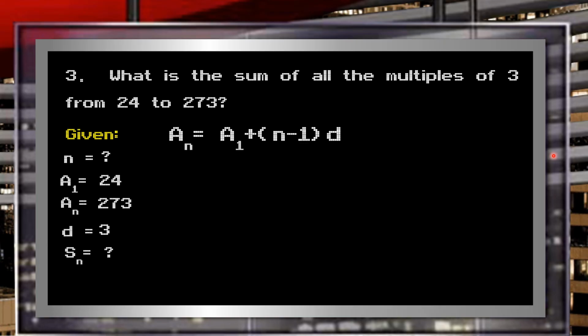Okay? Next, let us use this formula. So, palitan natin para makuha yung n. So, last term natin is, ang meron na, 273, ayon. Equals, meron din tayong first term.